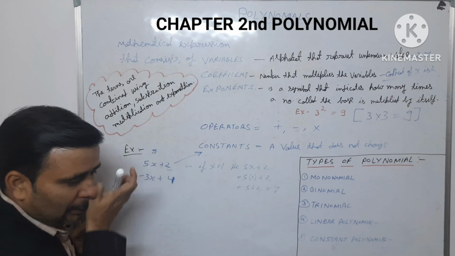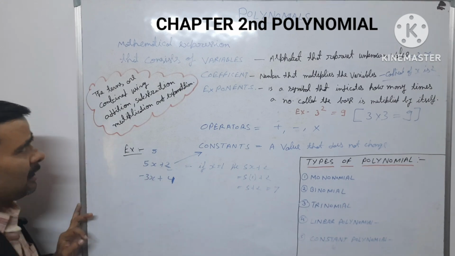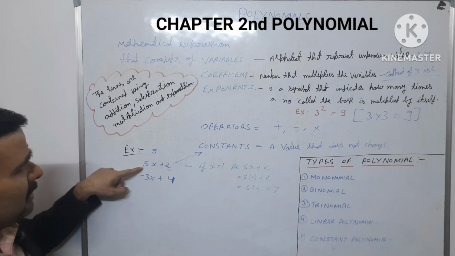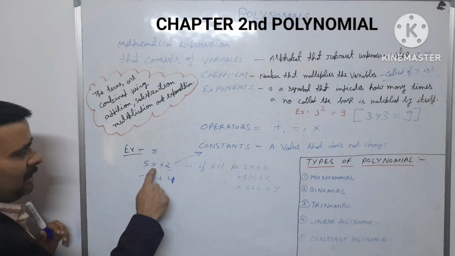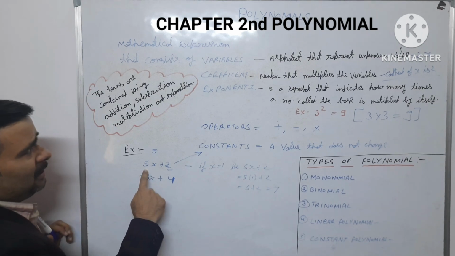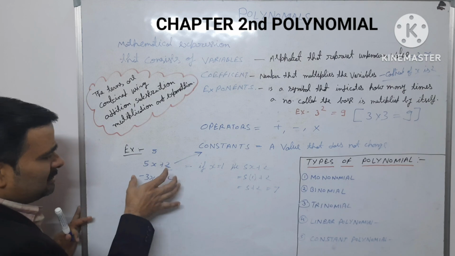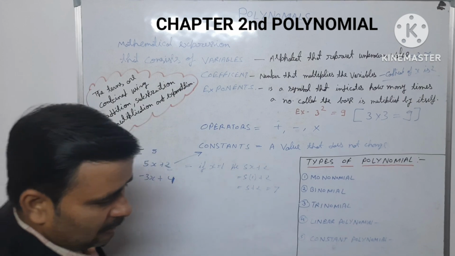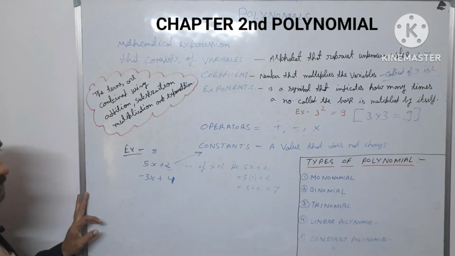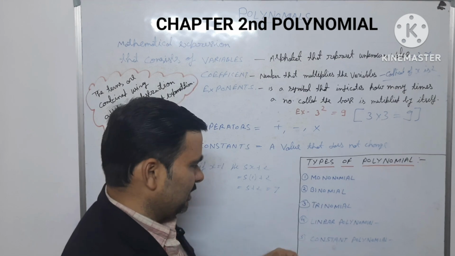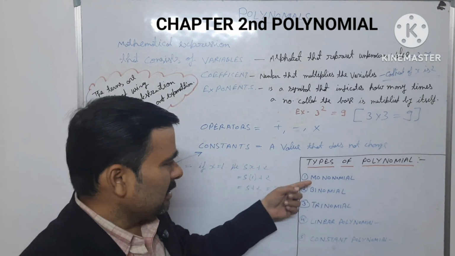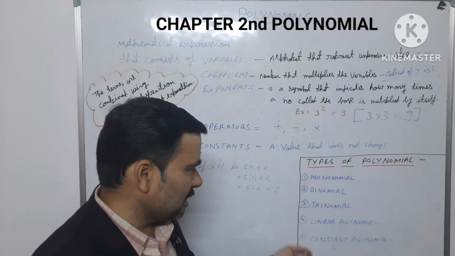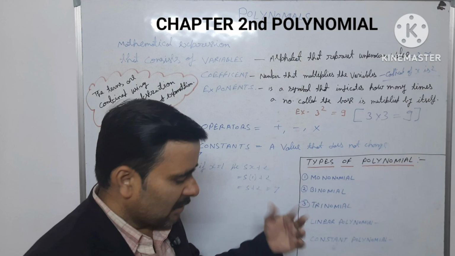So these are the polynomial terms, in which, as I told you, the mathematical expression consists of variables, coefficients and other terms. These are known as polynomials. Now, what are the types of polynomials? We have various types of polynomials. Basically, the first ones are monomial, binomial, trinomial, linear polynomial and constant polynomial. Now let's focus on them one by one.